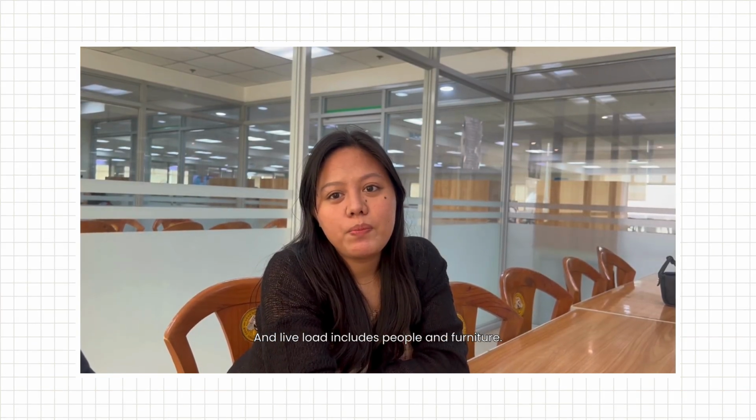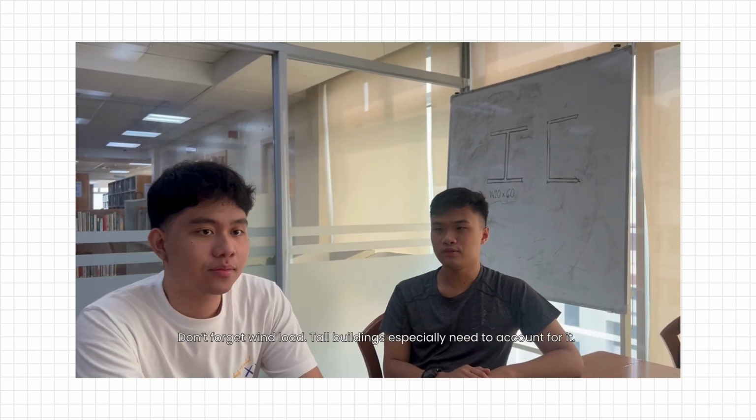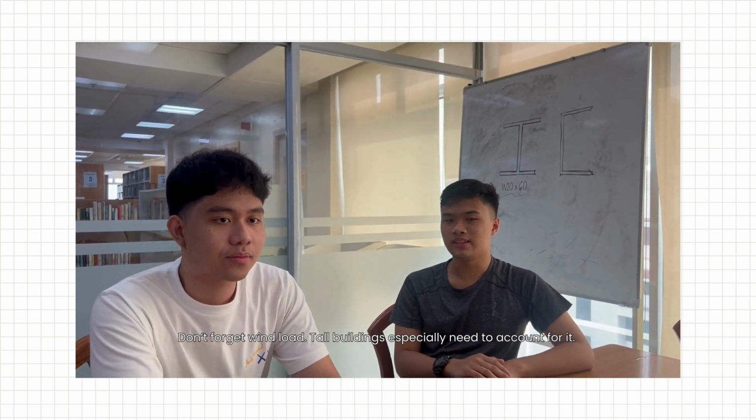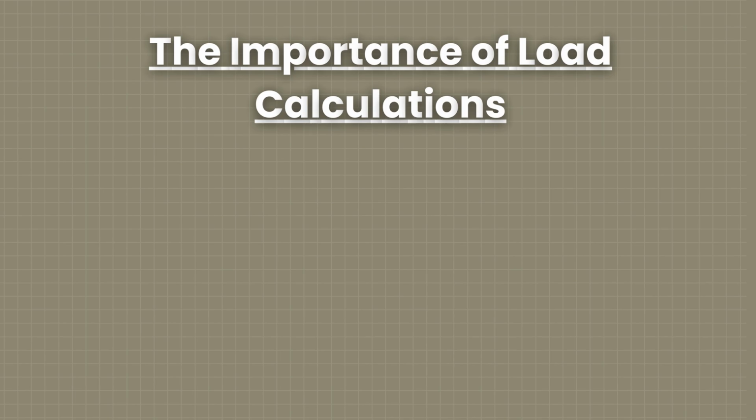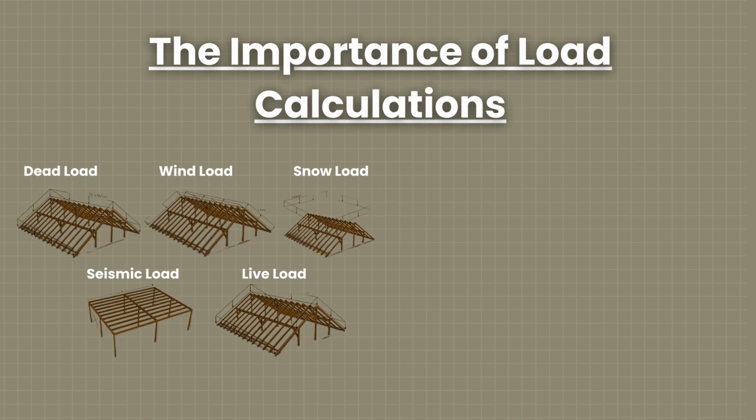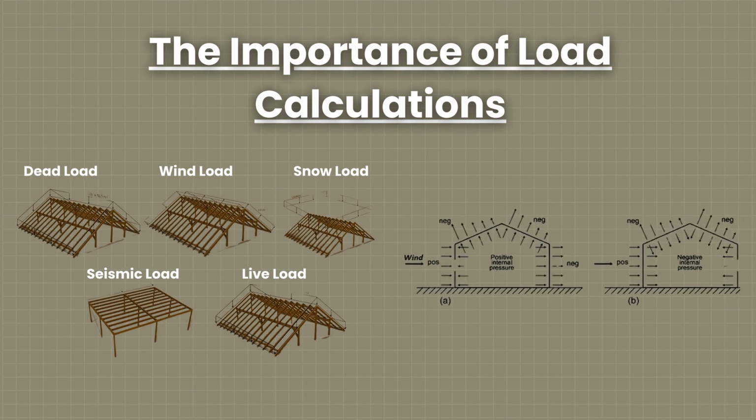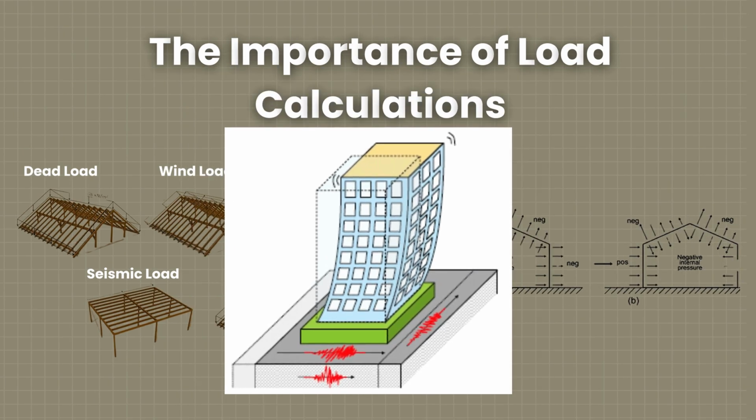We've got the dead load, which is the building's own weight. And live load includes people and furniture. Don't forget the wind load as well. Tall buildings especially need to account for it. Accurately calculating these loads is essential in structural design. For instance, wind loads exert lateral forces on tall buildings, while seismic loads create dynamic stresses that can shift or sway the structure.